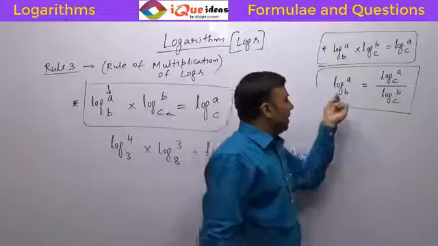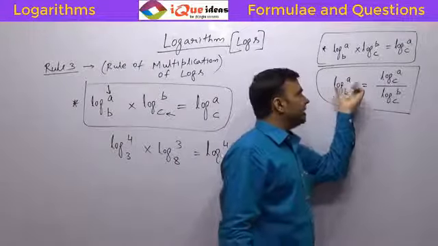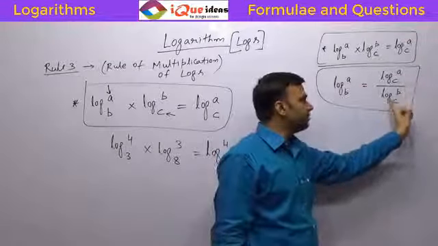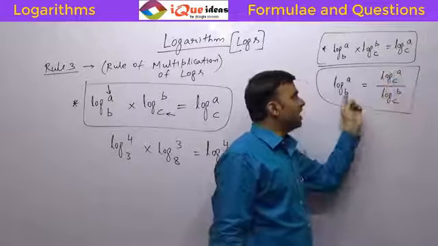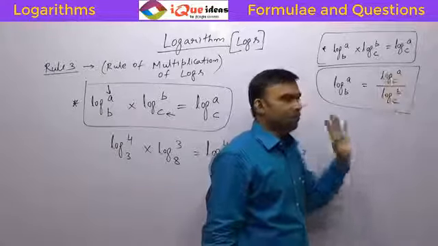Let's see. If there is a log which combines a number and a base, they can be separated. How do we separate them? We introduce a third number c. Then a becomes a number in the log in numerator, b becomes a number of a log in denominator, and c becomes a base in both the places.